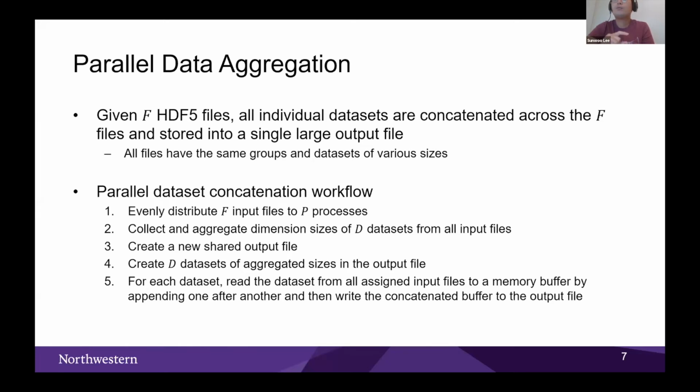This workflow consists of 5 steps. We first evenly distribute all the input files to the P processes and collect the aggregate dimension sizes and the data types of these D data sets. Then we create a single new large output file and create all the data sets using these aggregated sizes and output data types. For each data set, we read the data set from all the assigned input files into the memory space, and then write it into the output file at once.